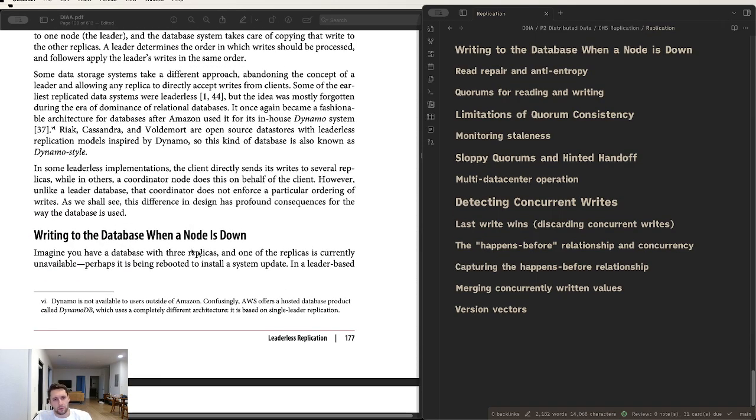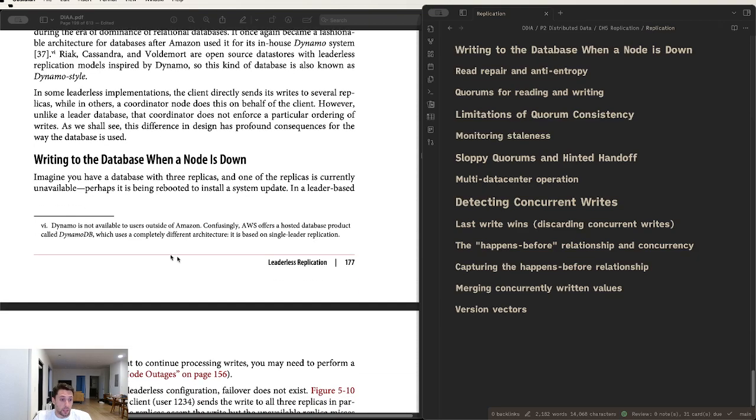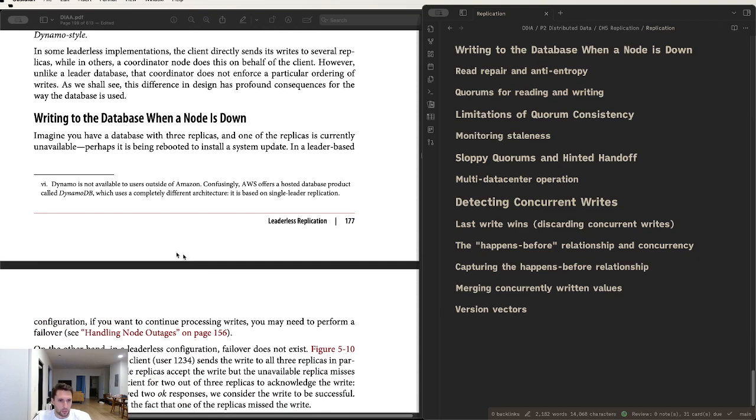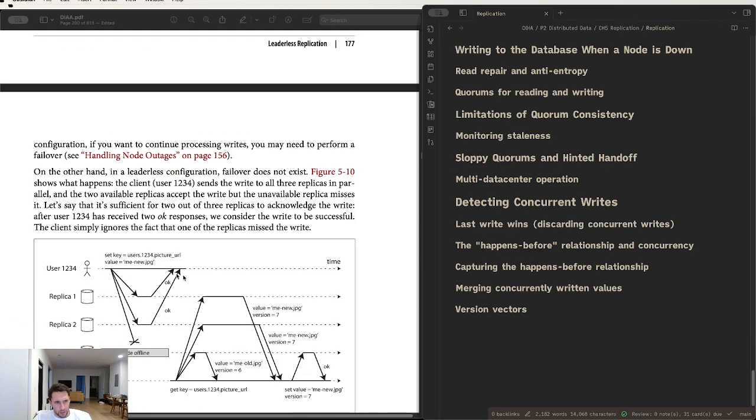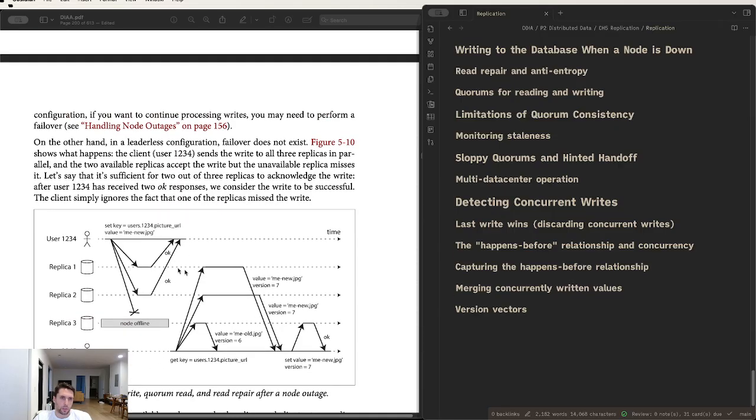Imagine you have a database with 3 replicas and one of the replicas is currently unavailable. Perhaps it's being rebooted. In a leader-based configuration, if you want to continue processing writes, you may need to perform a failover, right? On the other hand, in a leaderless configuration, failover does not exist. The client sends the write to all 3 replicas in parallel, and the 2 available replicas accept the write, but the unavailable replica misses it.